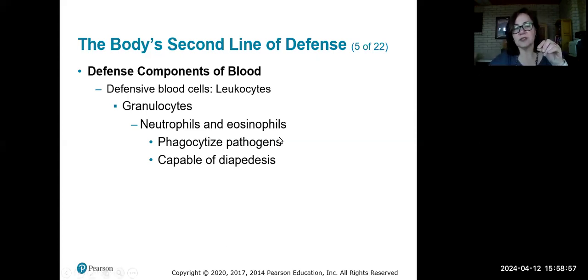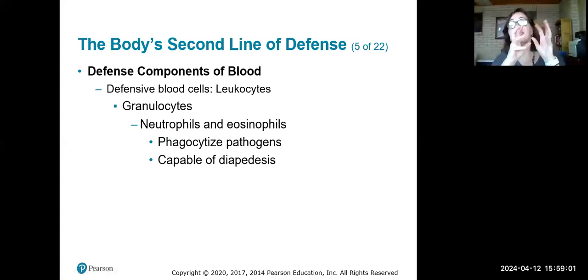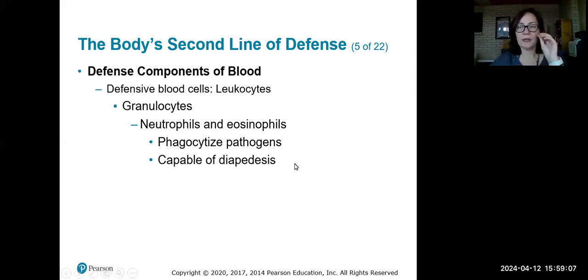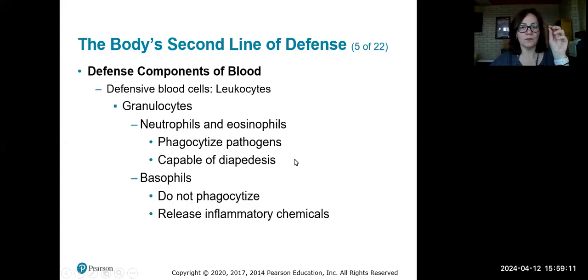The eosinophils are too small to consume an entire worm, but they start to digest the worm from the outside. And they're capable of movement, diapedesis. They're capable of leaving the bloodstream. Basophils are not phagocytic. These cells do release some inflammatory chemicals in the bloodstream, specifically histamine, which we might talk about shortly.